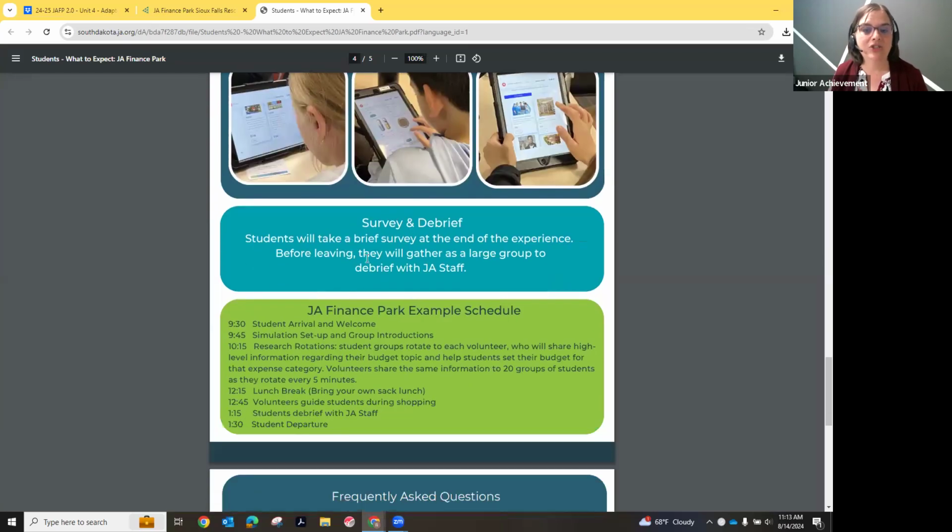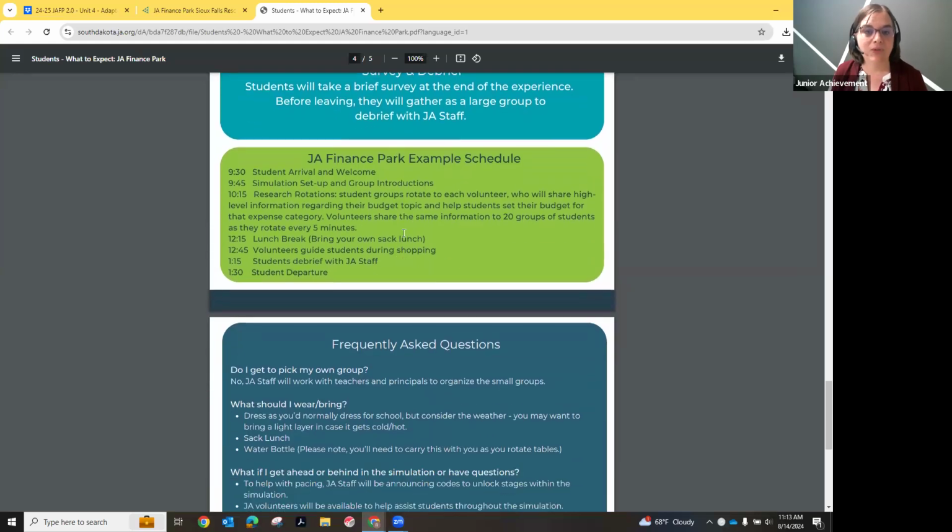From there, they're going to do a short survey for JA of South Dakota, and then we're going to gather them all back together to do a main debrief before we get them back on the buses to head back to the school. You're going to notice we have provided a sample schedule. Those times are a little bit tentative based on arrival times, etc., but we will be pacing the day throughout.